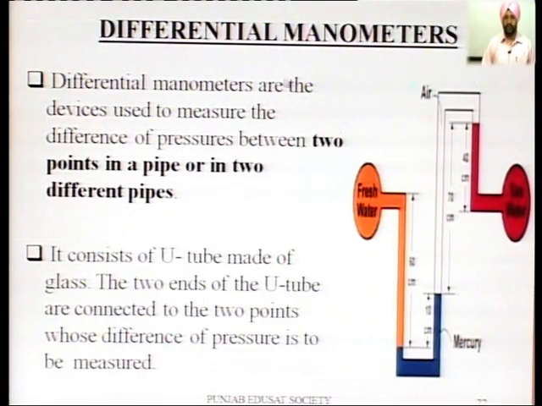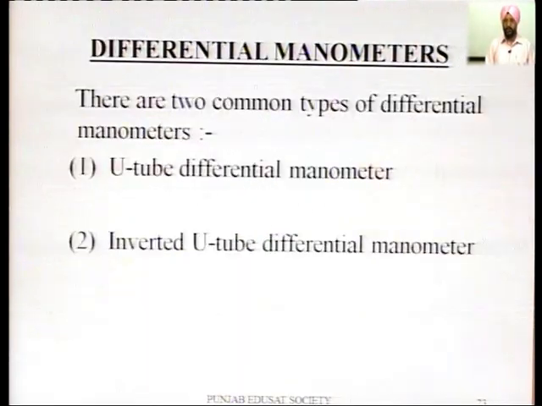Once again, differential manometer consists of U-tube made up of glass. The two ends of the U-tube are connected to 2 points. No point here is open to the atmosphere. It is a closed case here. So the two ends of the U-tube are connected to the 2 points. This is the first point, this is the second point, where difference of pressure is to be measured. So this is the basic introduction of the differential manometers.